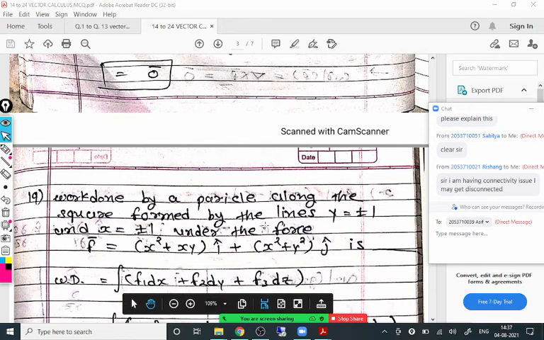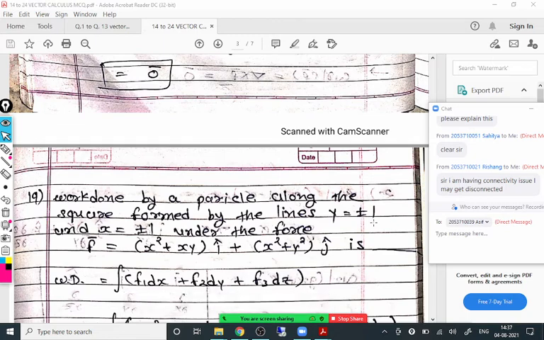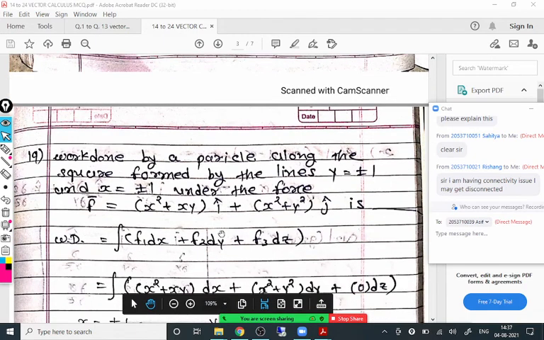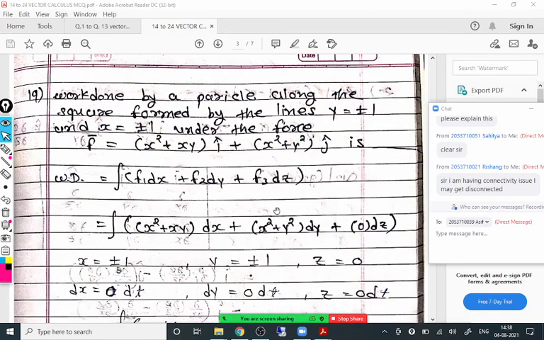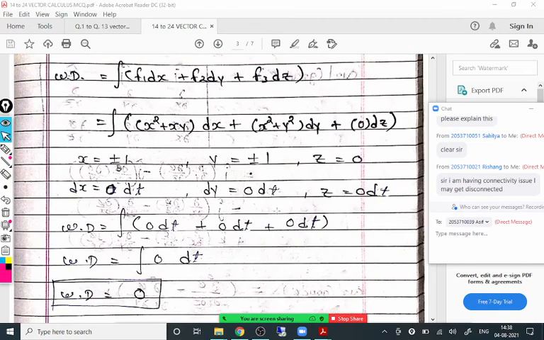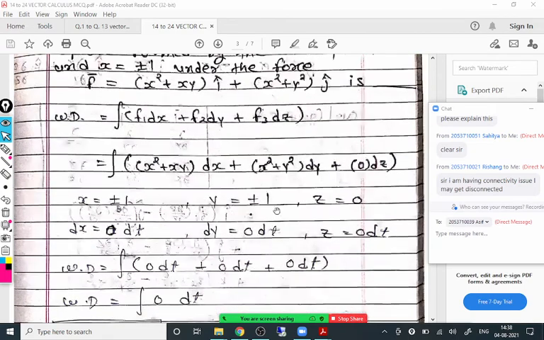Next, 19th. Work done. We want the work done around the square formed by the lines x equal to plus or minus 1, y equal to plus or minus 1, of the force. This one. Now, to find the work done, for the answer he got, I will check it. Yes, he got it as 0. Now, he did too much calculation.